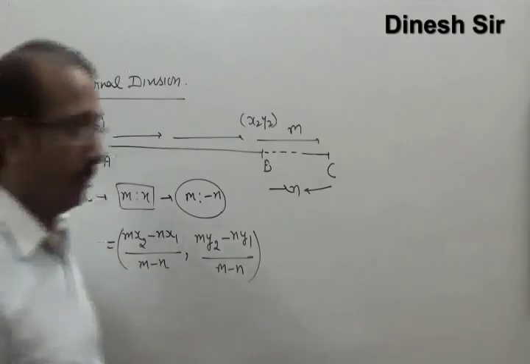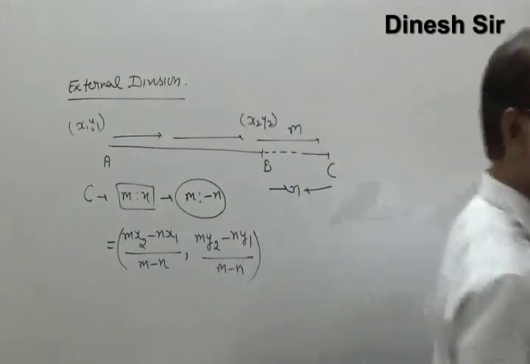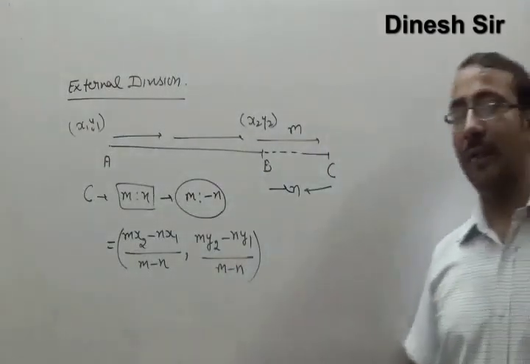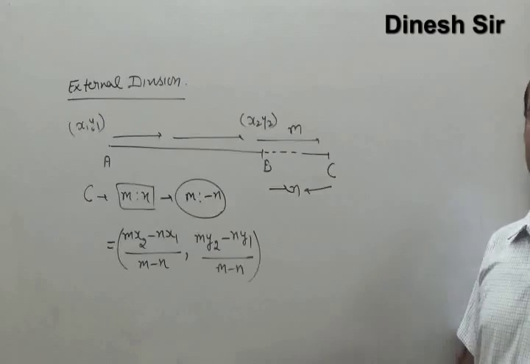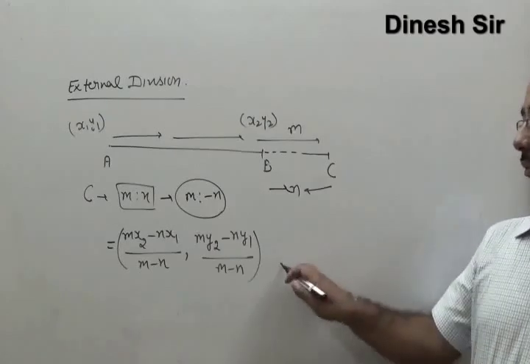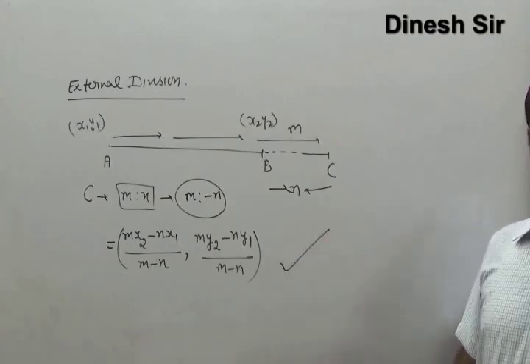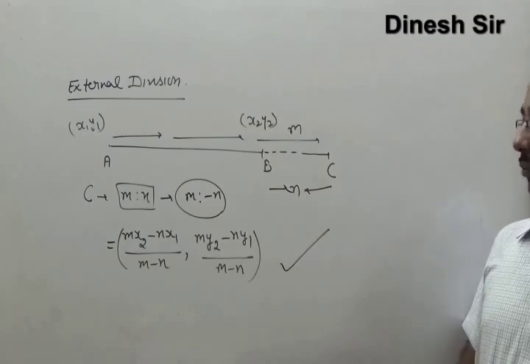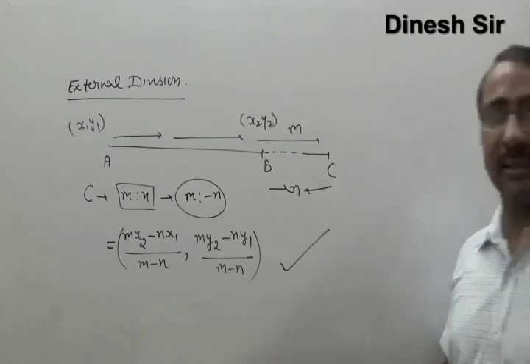In any question where it is given in the statement that you have to externally divide, what process do we have to apply? We just make our ratio m to minus n, and the formula that we can derive from here is (mx2 minus nx1) upon (m minus n) and (my2 minus ny1) upon (m minus n).